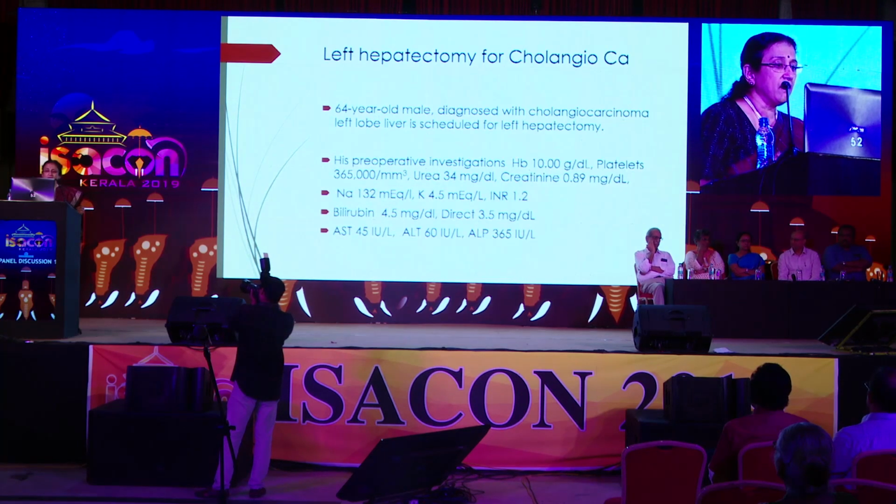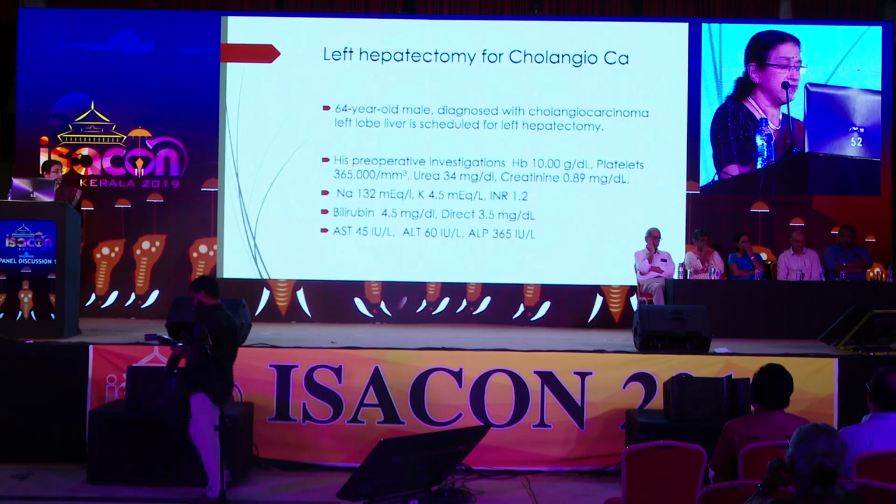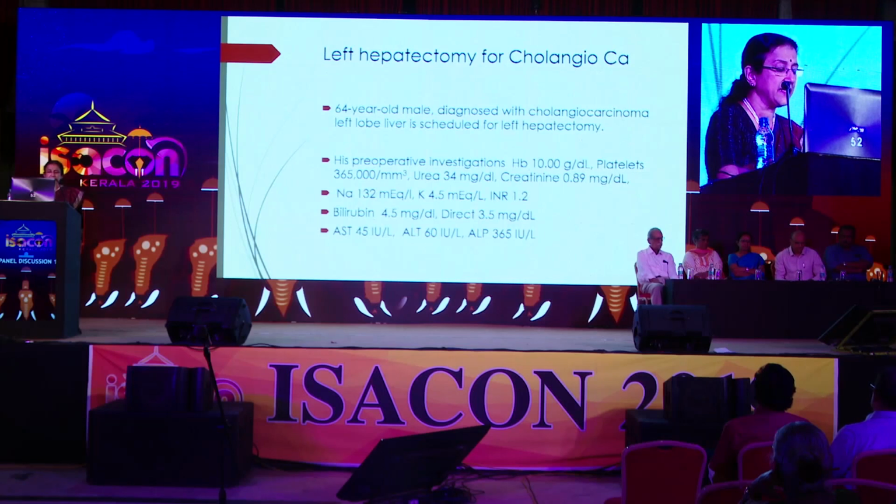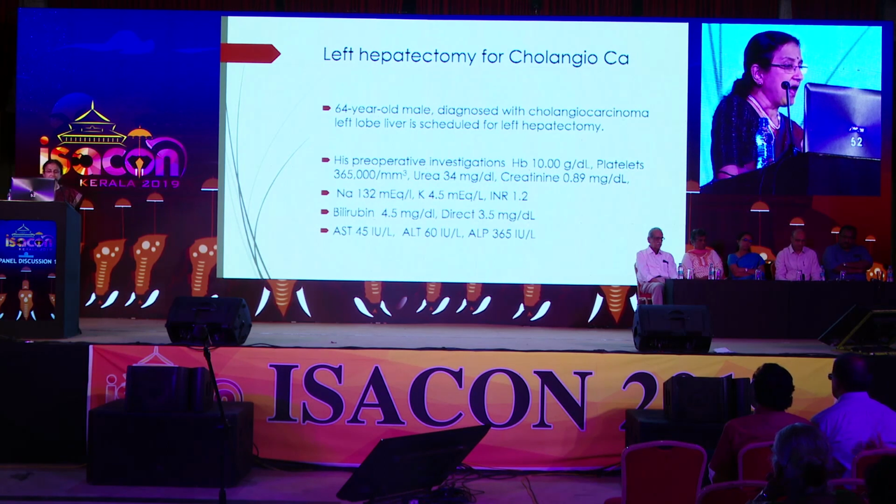Dr. Pankaj Kundra. A 64-year-old male who's been diagnosed with a cholangiocarcinoma of the left lobe of the liver is scheduled for a left hepatectomy. His preoperative investigations show a normal CBC, hemoglobin 10, platelets 3.65 lakhs, renal functions are normal, 34 and 0.89, sodium is slightly low, 132, potassium slightly high, 4.5, INR is normal. It's a cholangiocarcinoma, bilirubin is marginally elevated, 4.5 with a direct component of 3.5, enzymes normal to mildly elevated, alkaline phosphatase raised to 365.